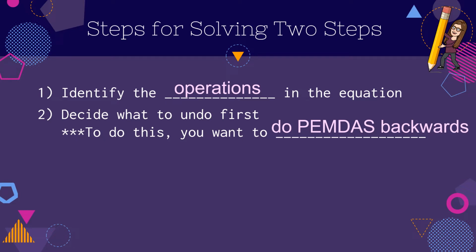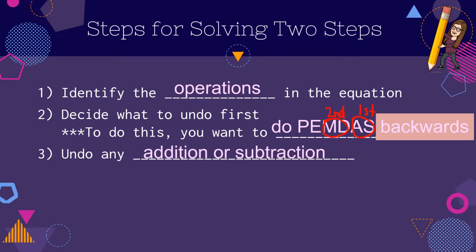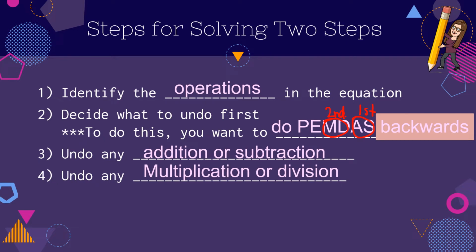So if we take a look at the letters, that means we're going to add or subtract first, and we're going to multiply or divide second. We're going to start with just those two steps. So first we're going to undo any addition or subtraction, and then we're going to undo any multiplication or division. So today, maybe put a star by step 3 and 4. Those are going to be the two main things you have to keep looking at.